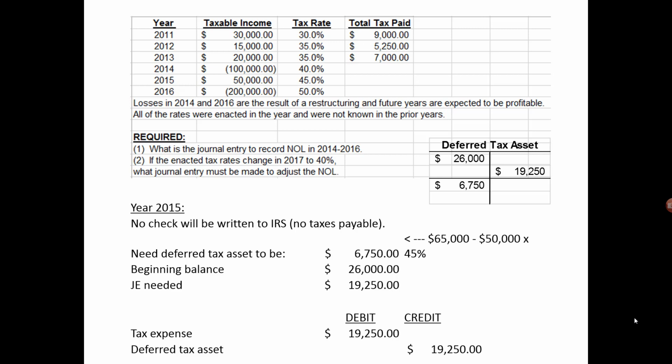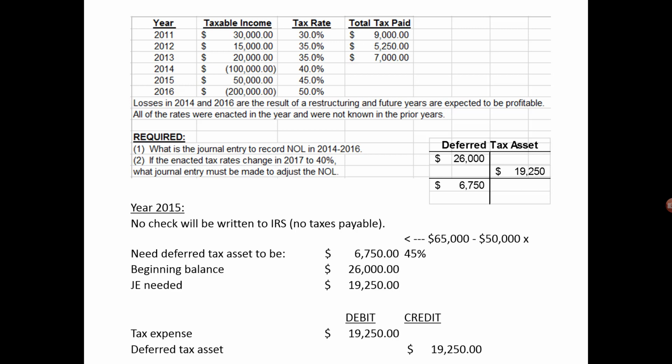So the accounting for income taxes tells you to get the balance sheet right, and then the income statement is the plug to get the balance sheet right. So the balance sheet that we need at the end of 2015 is that $15,000 carry forward at the new rate of 45%. So we target that ending $6,750 and say, okay, we had $26,000 at the beginning of the year. We need $6,750 at the end of the year. The difference is the credit we need in the journal entry. So we'll be debiting tax expense and crediting the asset to get it down to what we need. So the tax expense for 2015 is whatever's needed to get the deferred tax asset to the new level.